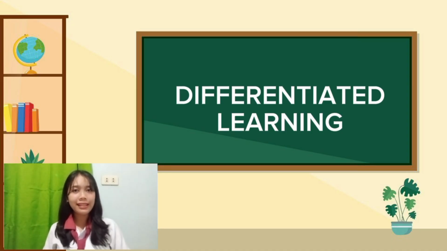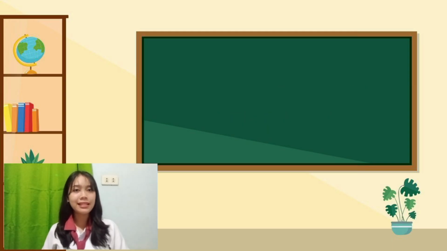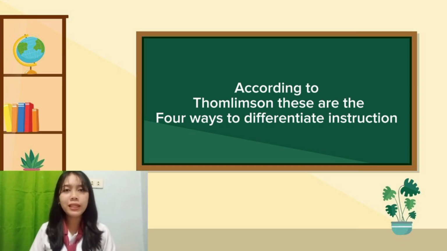So differentiating instruction may mean teaching the same material to all students using a variety of instructional strategies. It may require the teacher to deliver the lesson at varying levels of difficulty based on the ability of each student. According to Tomlinson, teachers can differentiate instruction in four ways. The first is the content, second is the process, third is the product, and the fourth one is the learning environment.